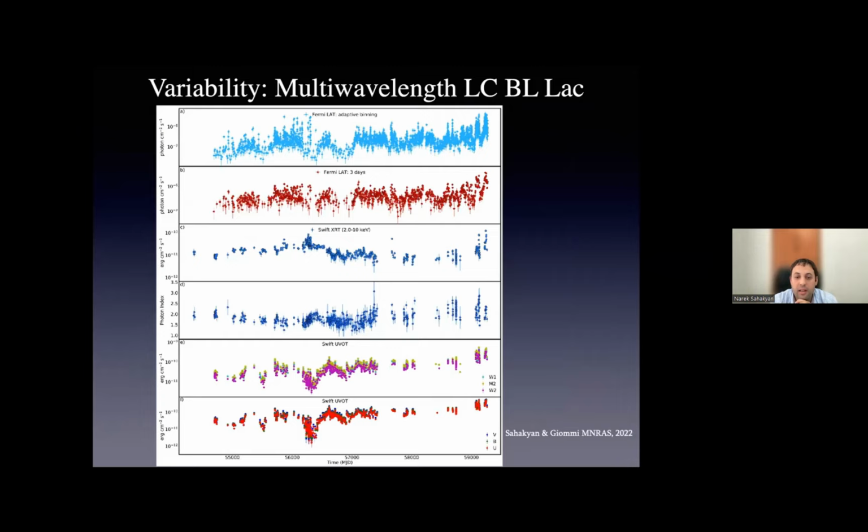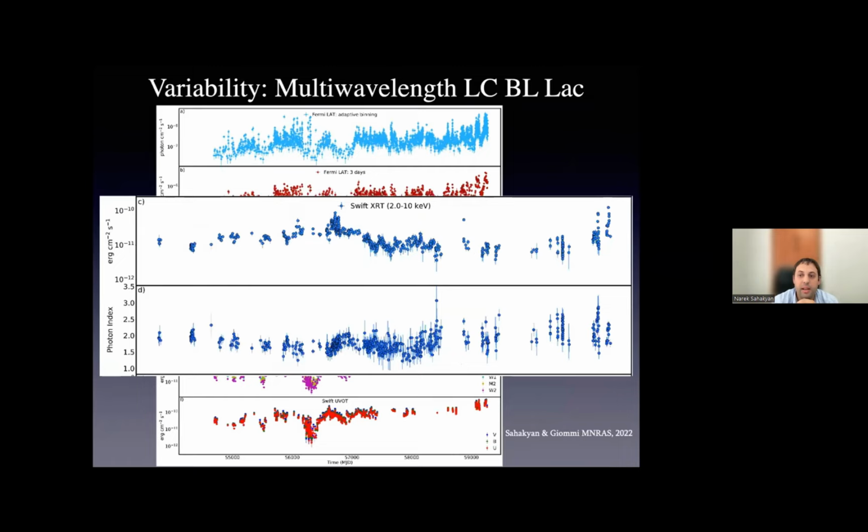But if you look very closely at the X-ray band, this is the light curve in the X-ray band compared with the photon index in the X-ray band. You can see also that there are two periods when the X-ray emission was very strong in a flaring state. During the first flare, you can see that the photon index is also changing. So it goes from a hard to a soft index.